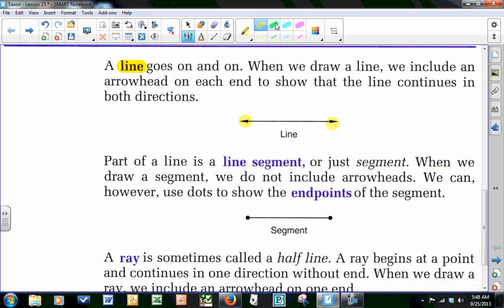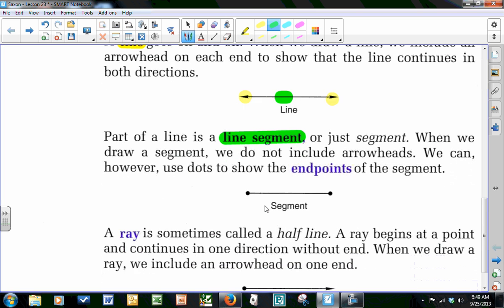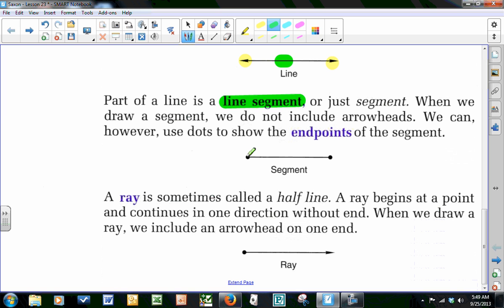However, you can take just a small portion of the line. For instance, what if I just cut out that part? Well, then that would become a line segment. And a line segment does not include arrowheads. It, however, has endpoints. These are points that go on the end. That's how we call them endpoints. So complicated, right?